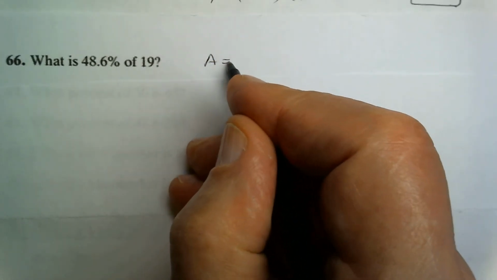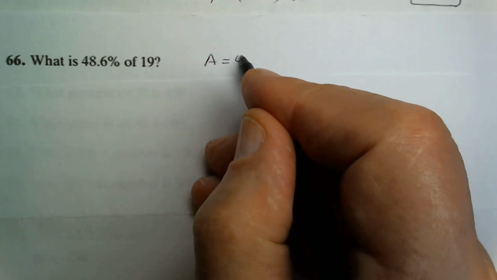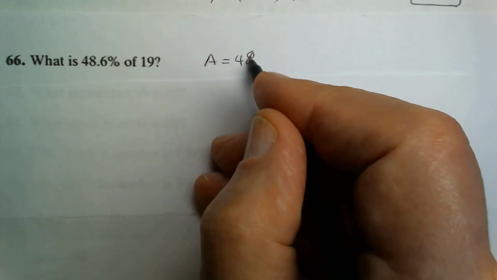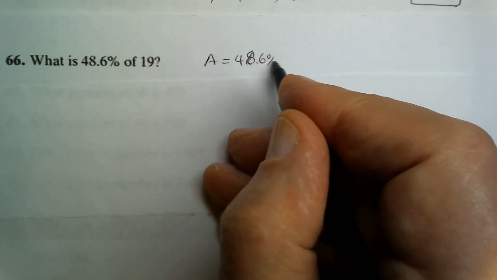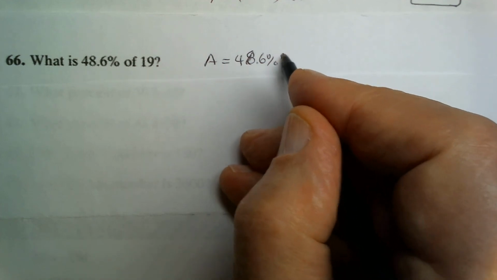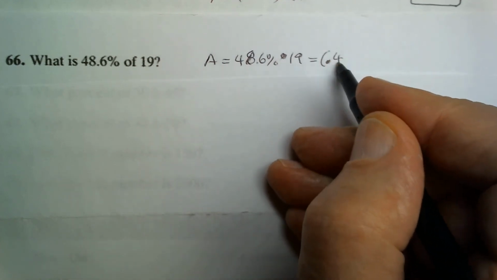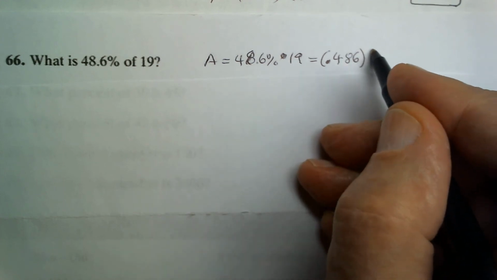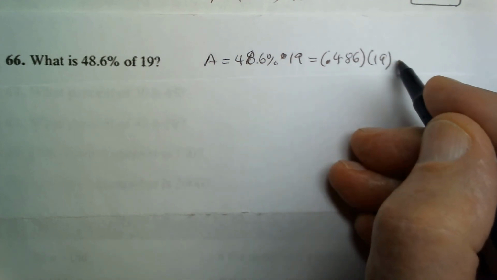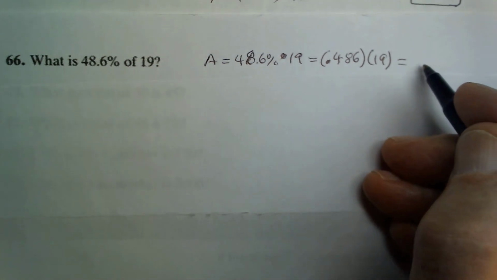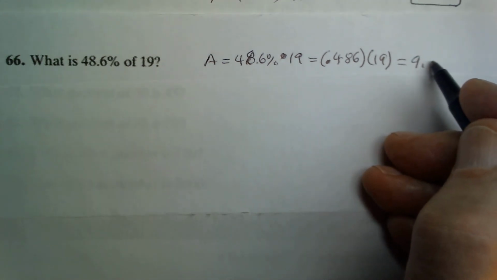And number 66, A equals, the percentage is 48.6% of, or times 19, which is 0.486 times 19, which is equal to 9.234.